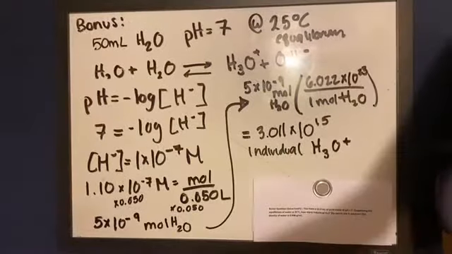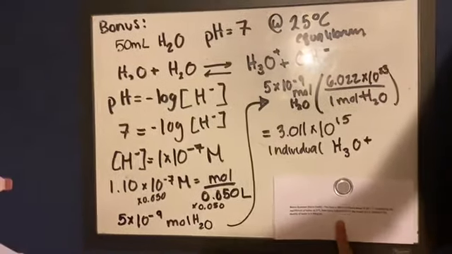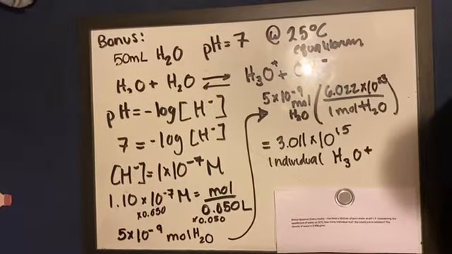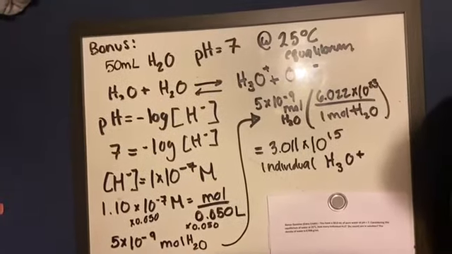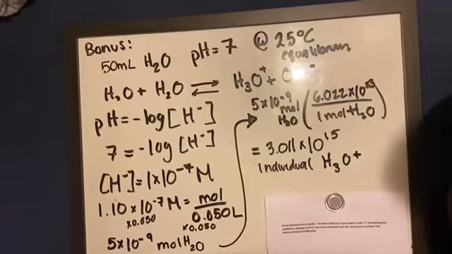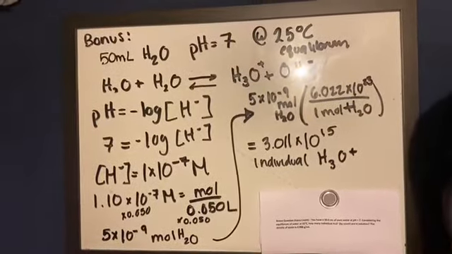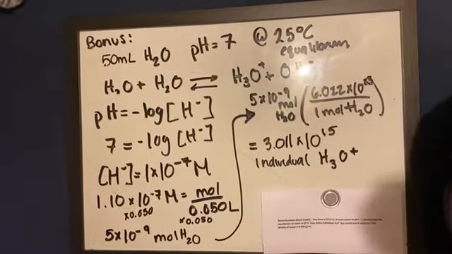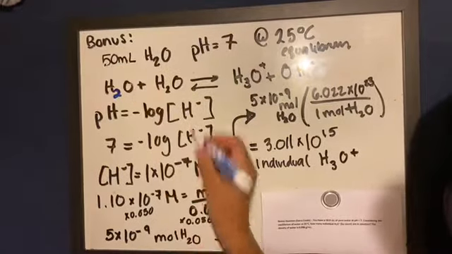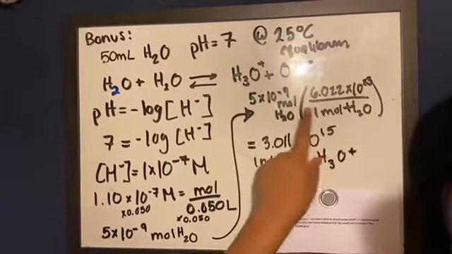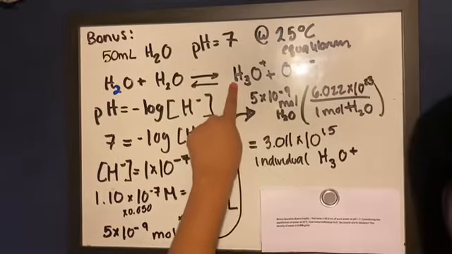For the bonus problem, we are trying to figure out the individual H3O+ molecules in the 50 milliliter solution with a pH of 7 at 25 degrees Celsius equilibrium. So this equation comes out to be H2O plus H2O, which is water, is H3O+ plus OH-. So we are trying to find out the H3O+.